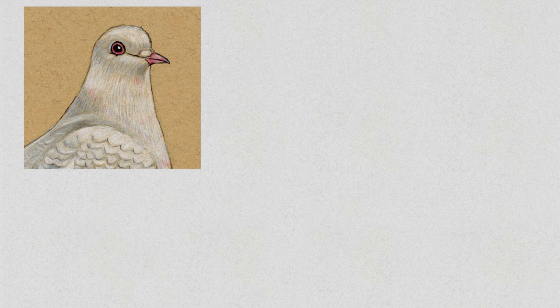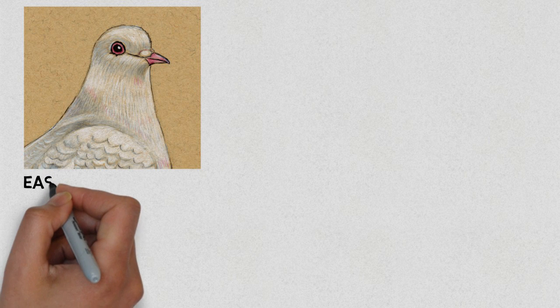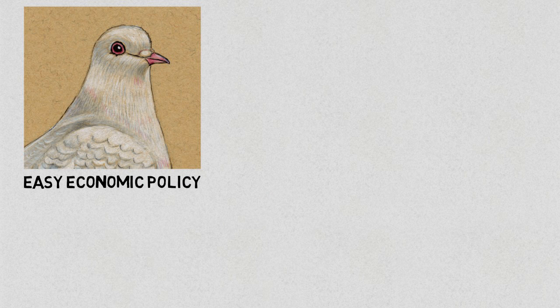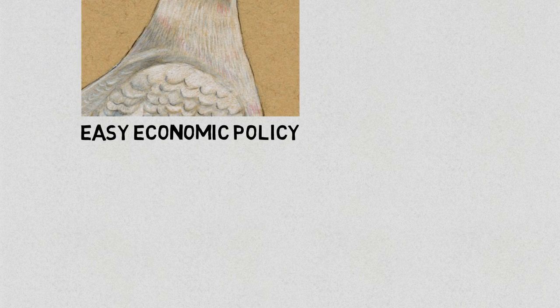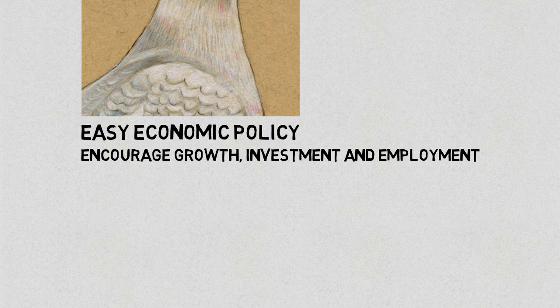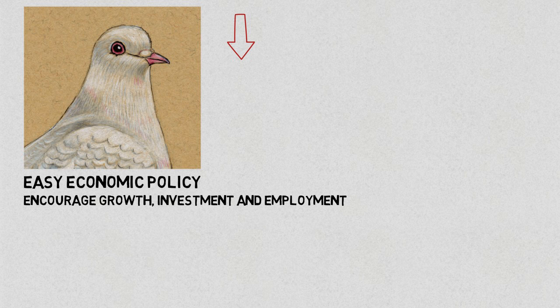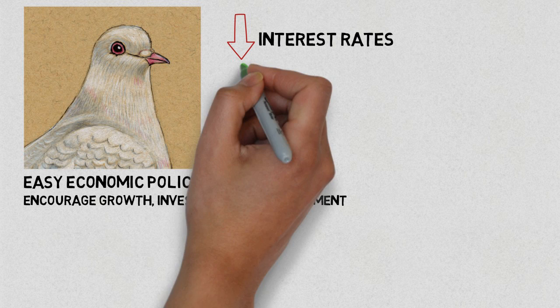A dove is a symbol of peace and reminds people of something docile and placid. Consequently, central banks and governments that deploy easy economic policy as a means of encouraging growth, investment and employment, are named after this graceful bird.